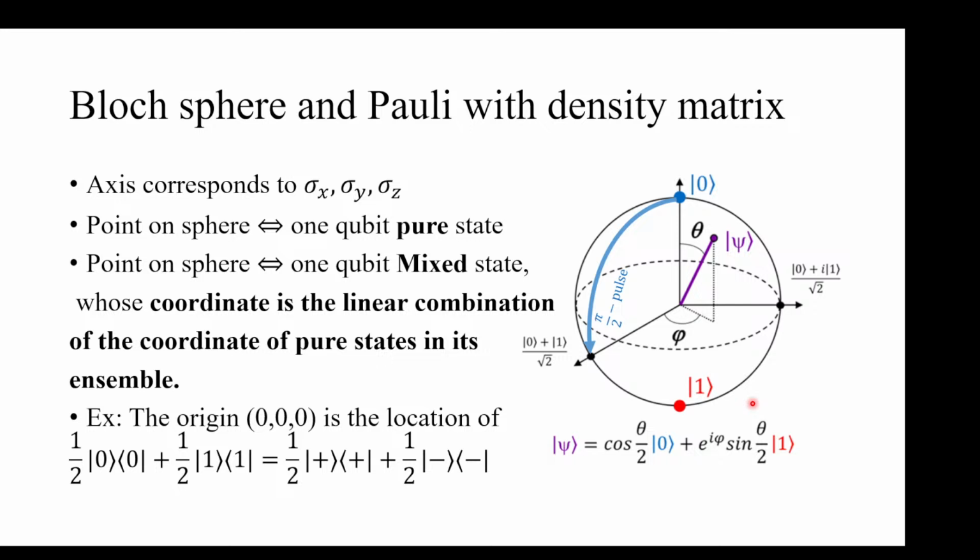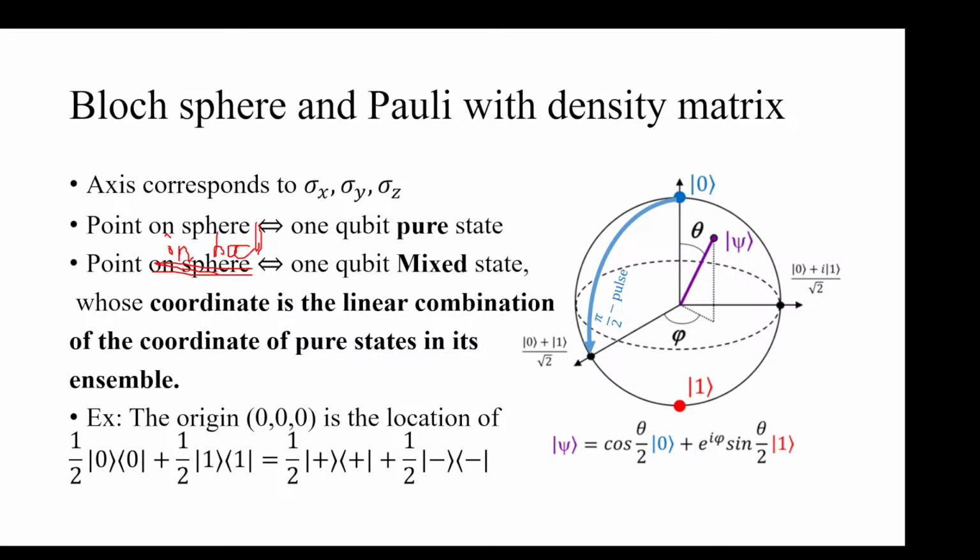Back then we only knew pure states, and we said that on the surface of this ball, every point corresponds to one pure state of one qubit system. Sorry, here you should have a typo again: it should be point in ball.